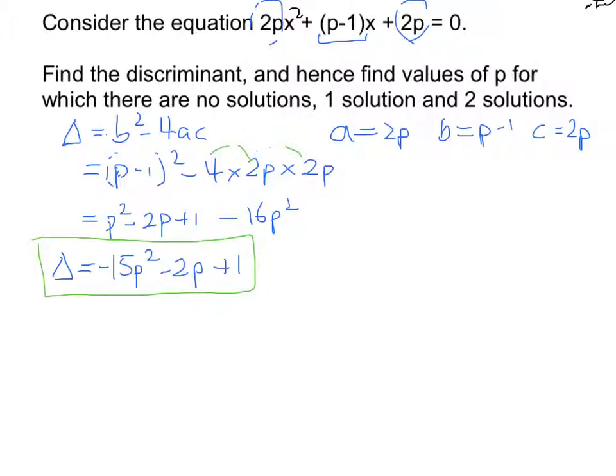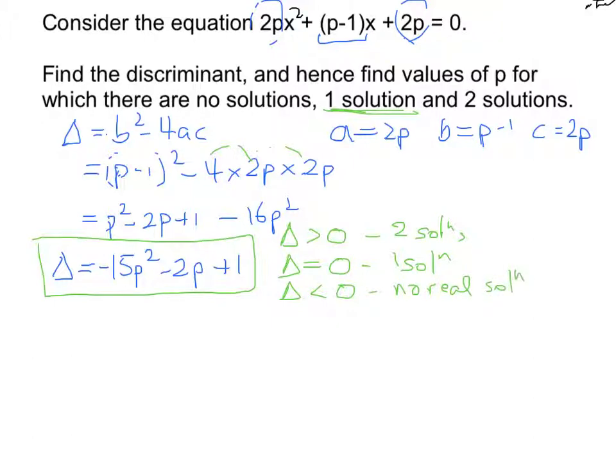So that there, as nasty as it looks, is our discriminant. Now for the rest of this, if we're looking for no solutions, one solution and two solutions: if the discriminant is equal to 0, that's one solution. If the discriminant is greater than 0, then we have two solutions. And if the discriminant is less than 0, then there's no real solutions. So our reference will be equal to 0.